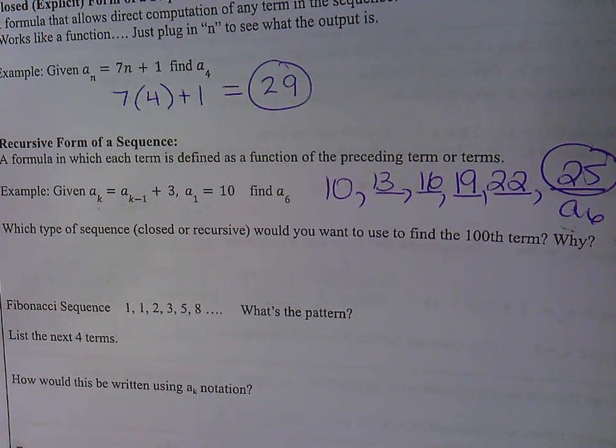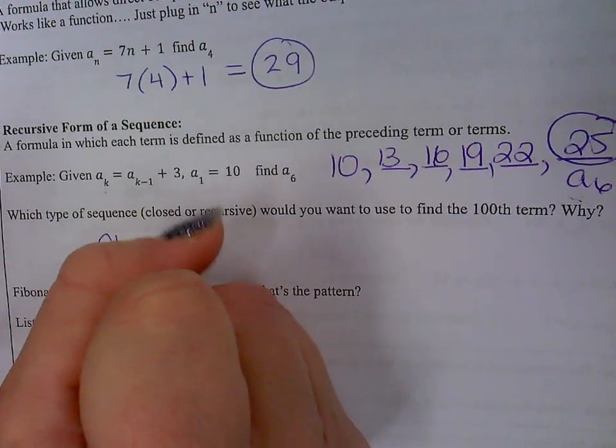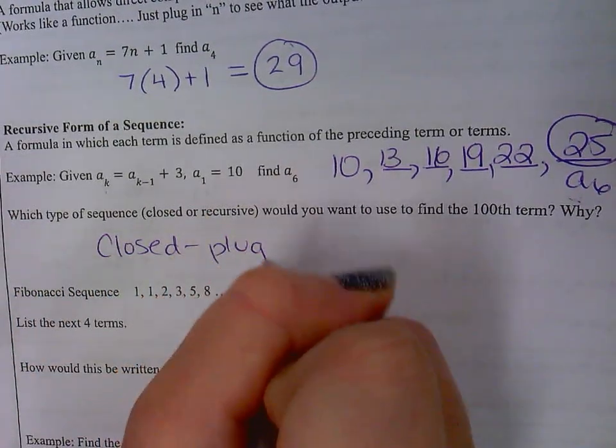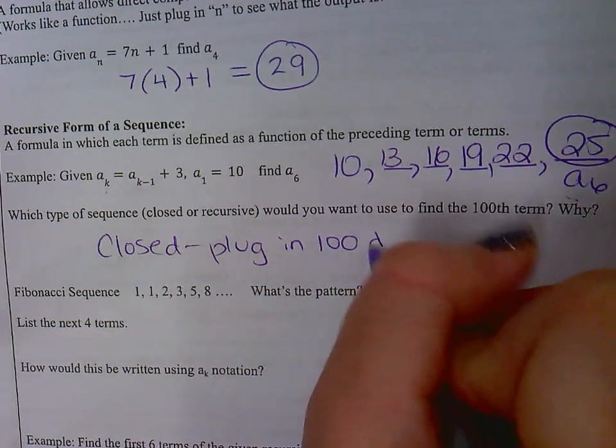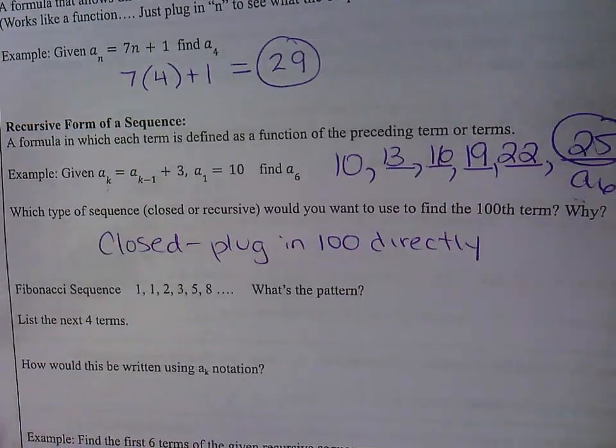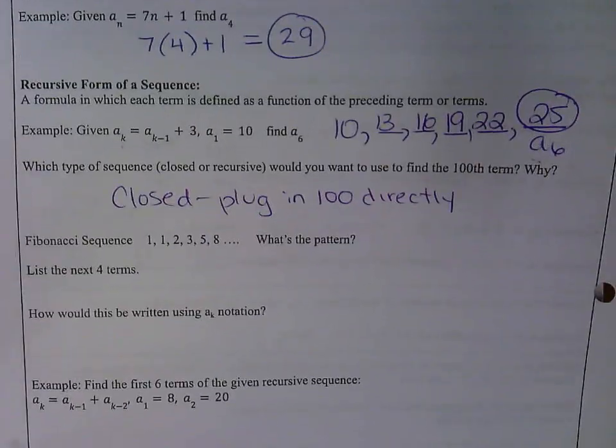It does say which type of sequence, closed or recursive, would you want to use to find the 100th term? You'd want to use the closed because you can plug in 100 directly. So you definitely want to use closed when you can.